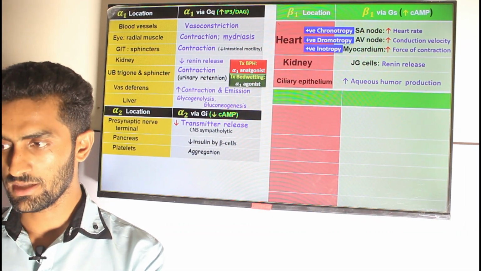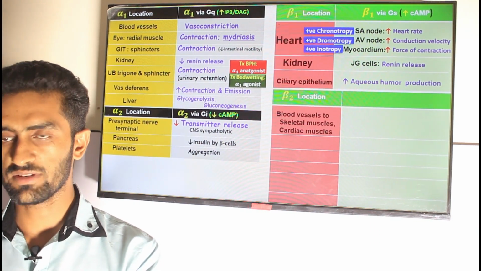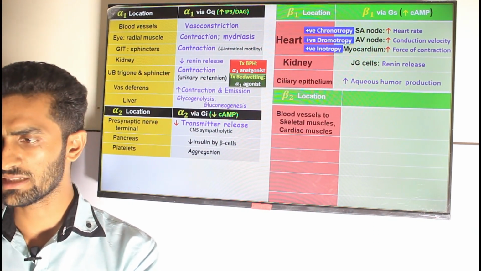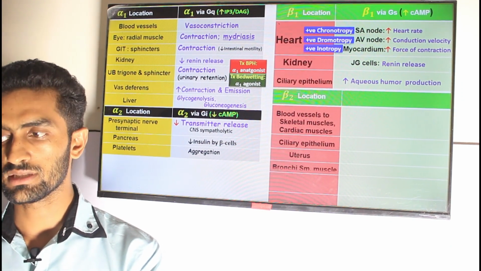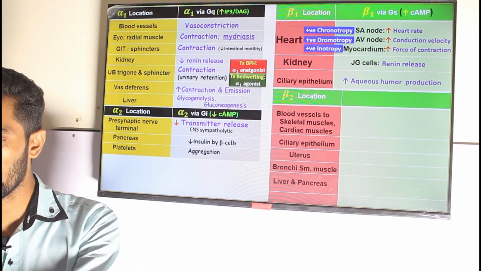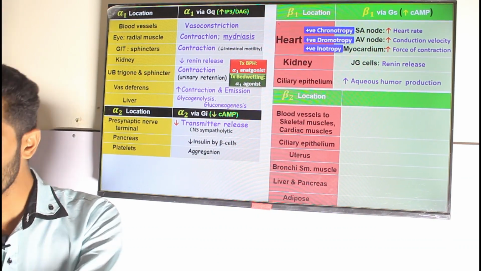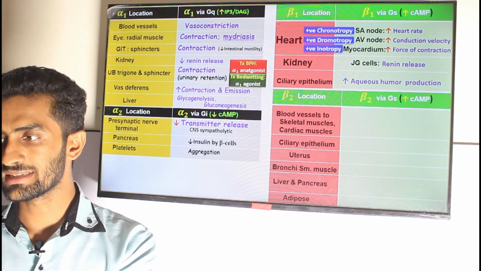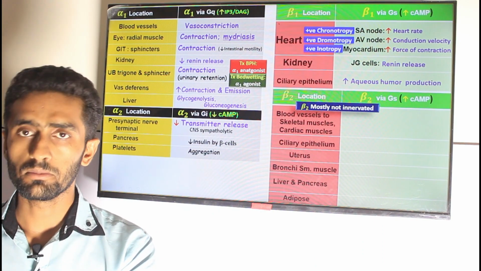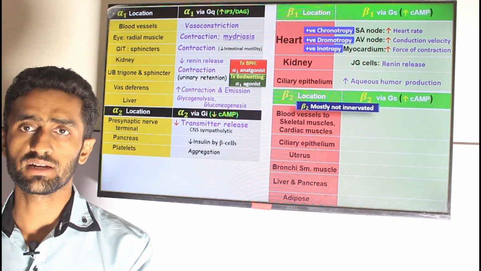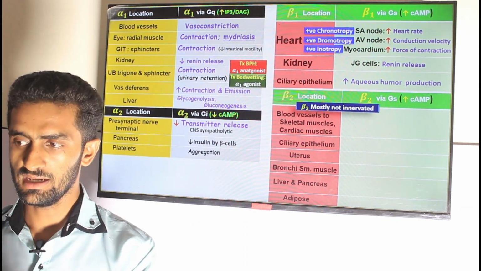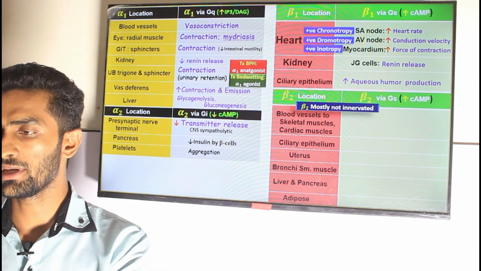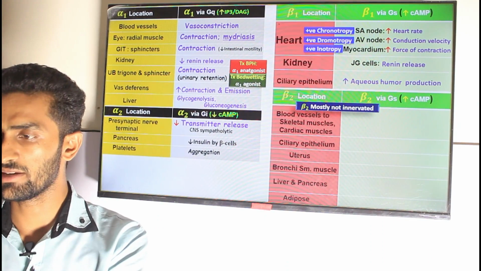And beta 2 location: blood vessels of skeletal muscle and cardiac muscle, especially skeletal muscle, ciliary epithelium, uterus, bronchial smooth muscle, liver, pancreas, adipose. The mechanism you know better, Gs. You know that B2 is mostly not innervated, so you can say norepinephrine cannot play any role at the B2, so it is associated with epinephrine.